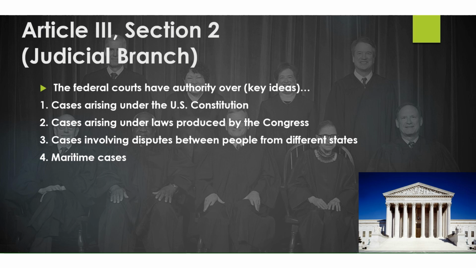Now, Article 3, Section 2. Article 3 creates the judicial branch of the national government, and it creates the U.S. Supreme Court. What you're looking at behind you is the U.S. Supreme Court. Now, the practical question is, of those 4 U.S. district courts in Texas that represent the national government, what kind of cases can they hear?